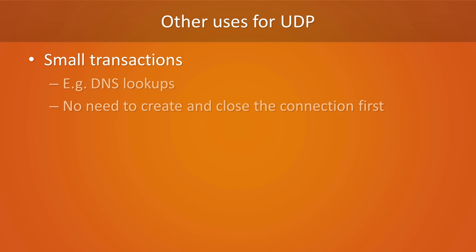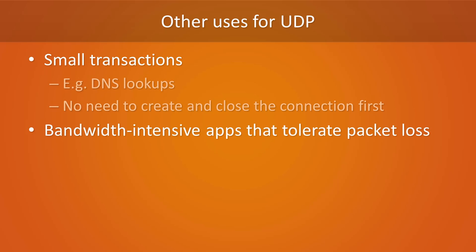UDP can also be used for small question and answer transactions, such as DNS lookups. The main benefit here is that you don't have the overhead of creating and closing a connection every time you need something. As is the case with multimedia streaming, bandwidth-intensive apps that can tolerate some amount of packet loss usually go with UDP. And that about wraps up today's discussion.